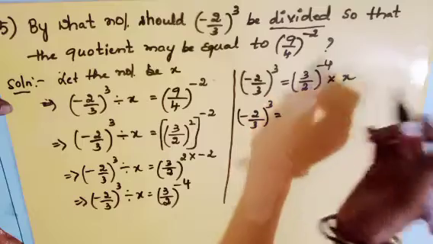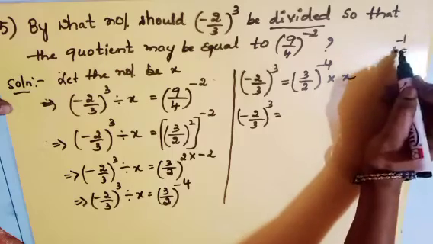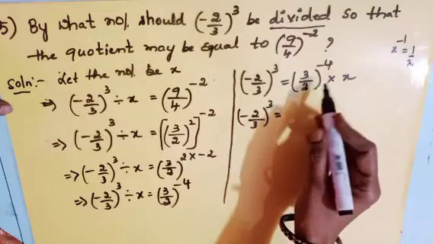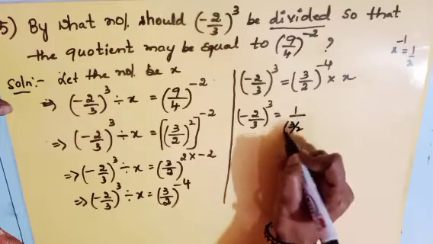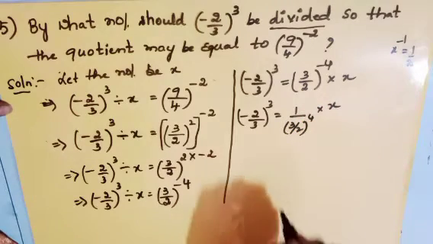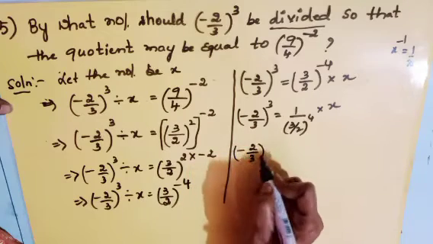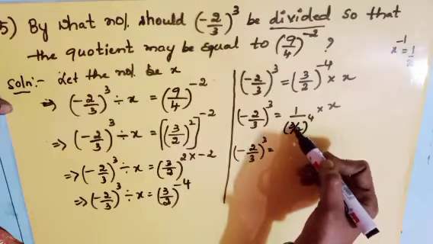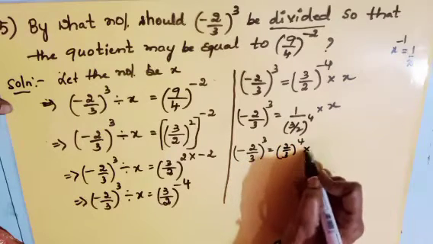Now it is in the form of x to the power of -1, and x^-1 we can write as 1 over x. So we have to apply the fifth law, so this can be written as 1 by (3/2)^4 into x. Next, (-2/3)^3 equals... we have to take the reciprocal of 3/2. The reciprocal of 3/2 is (2/3)^4 into x.